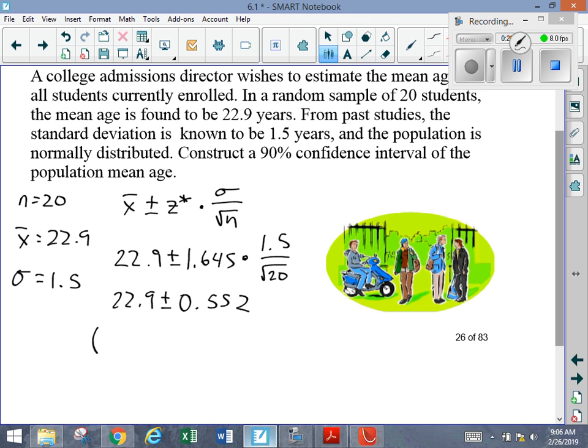That gives me the lower bound of our interval. And then I'll go ahead and add it to find the upper bound, and that's it. It has been constructed. It's not as complicated as it looks in the text. Pretty straightforward calculation. You're given some data, you're given a formula, plug the stuff into the formula, make some calculations. Alright?